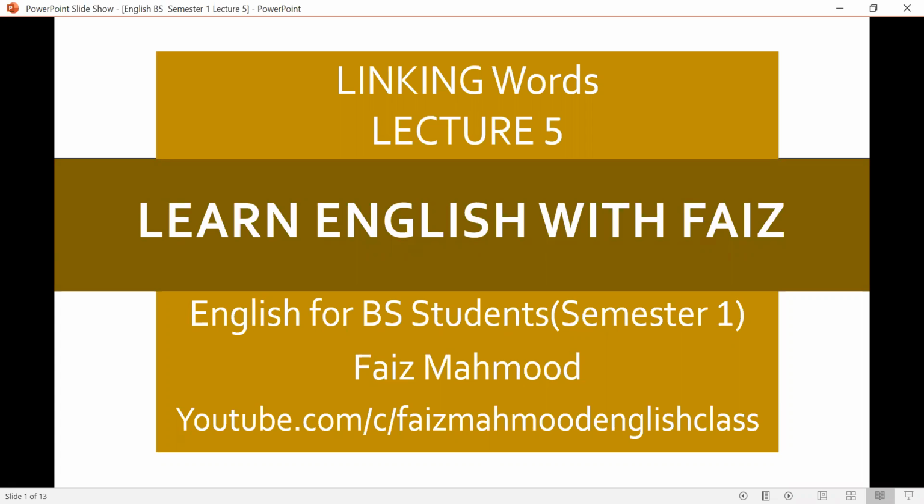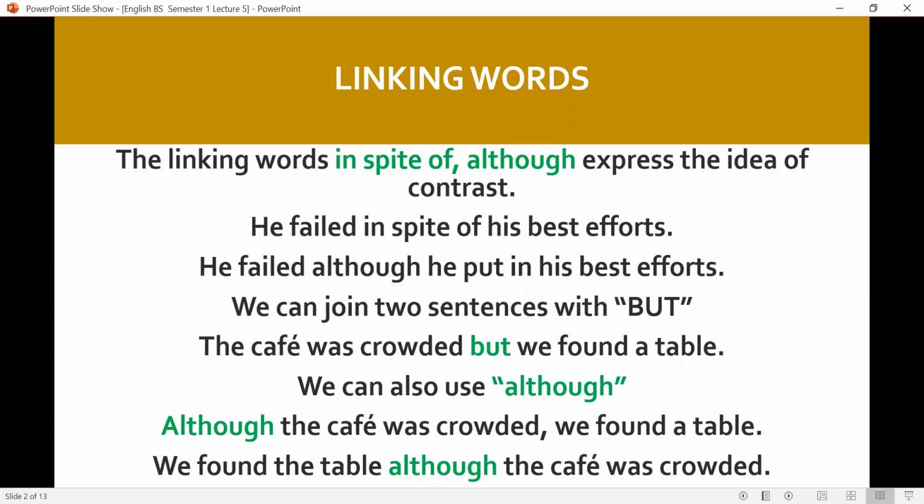Today we will learn linking words. Linking words are those words which link two sentences. Now, the linking words in spite of and although. Whenever we use these words, we want to contradict the idea presented in the previous part of the sentence, or we want to present a contrast to the idea which we have expressed earlier. So we use in spite of and although.